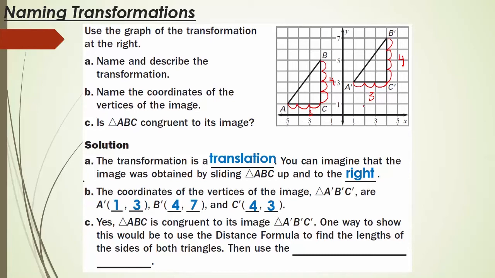Now it looks like this is a right triangle, so you could use the Pythagorean theorem and check to see that 3 squared plus 4 squared and then its square root should give you this length, which is 5, and this would be 5 as well. So yes, triangle ABC is congruent to its image, triangle A prime, B prime, C prime. One way to show this would be to use the distance formula to find the lengths of the sides of both triangles, then use the side congruence postulate.